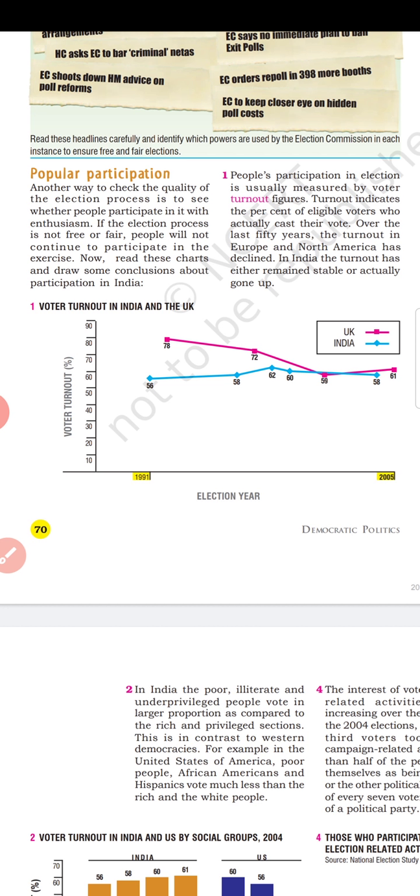We are studying civics of class 9 NCERT book, and we are studying the chapter electoral politics, in which we have discussed many of the important topics of this chapter. Today we are going to discuss the chapter popular participation.